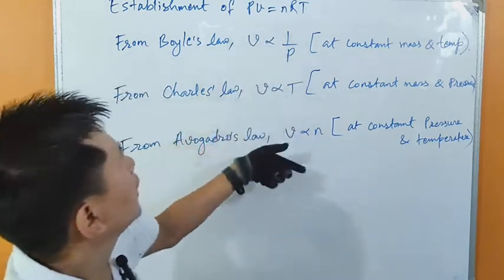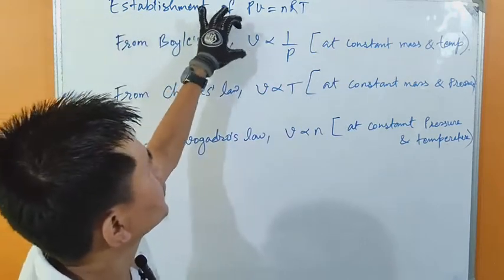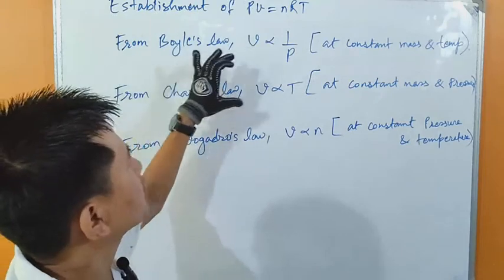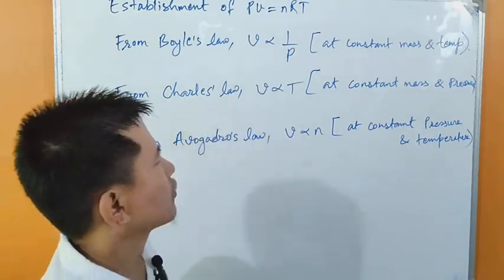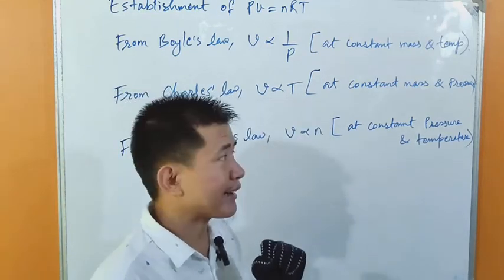Okay, let's begin our main topic, PV equal to nRT. We have seen from Boyle's law, V is inversely proportional to pressure. From Charles' law, we have seen volume is directly proportional to absolute temperature, and from Avogadro's law, we have seen volume is directly proportional to the number of molecules present in the gas.